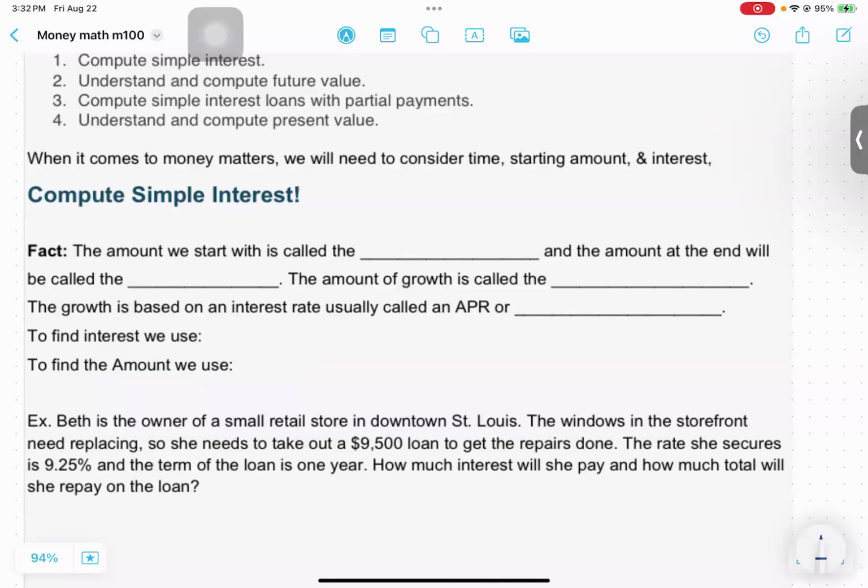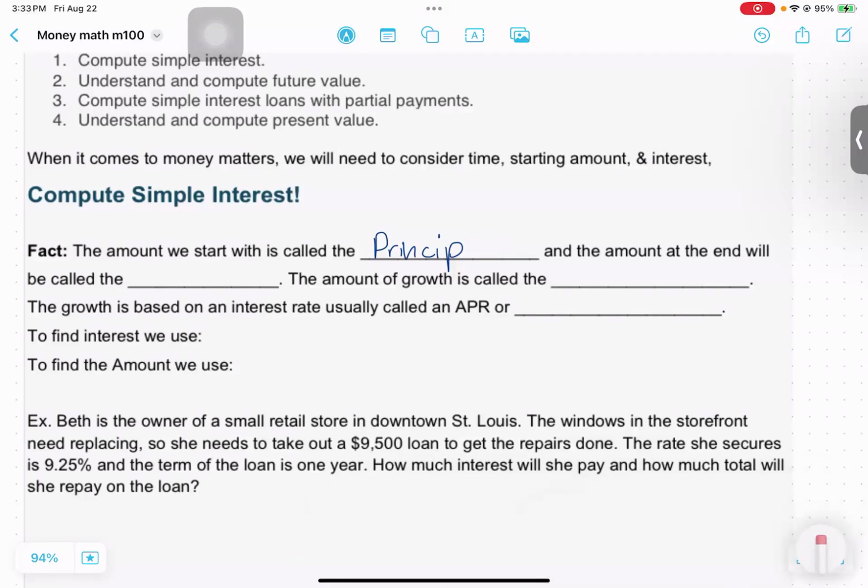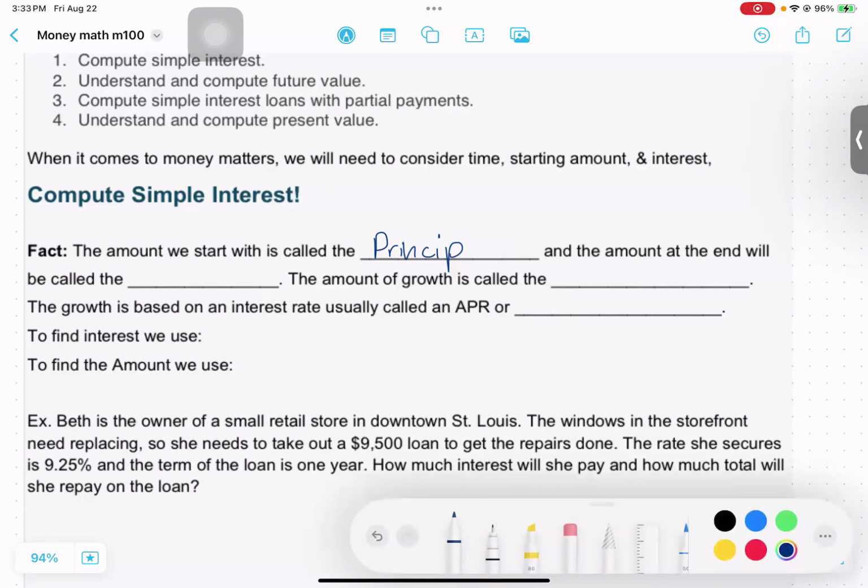Interest is kind of a unique, kind of different idea. So we need to talk about the different pieces of money that we will be working with and the amount that we start with. The initial beginning amount, it could be us, could be somebody else, is called the principal. And I did spell that wrong. Just had to check. Let's get that right. Principal.